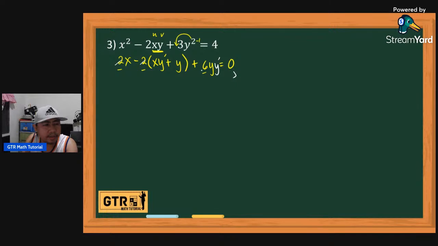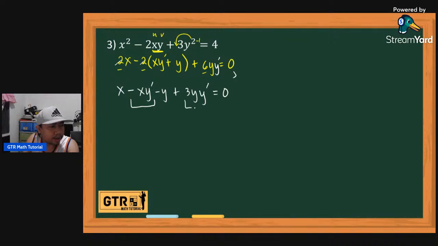Okay, so divide both sides by 2. So we have x minus, then distribute. So we have x y prime minus y plus 3y y prime equals 0, and then combine the y prime terms with y prime. Then we will factor out the y prime. So we have, let's put the positive first, 3y minus x, times y prime equals, put x and negative y to the other side.